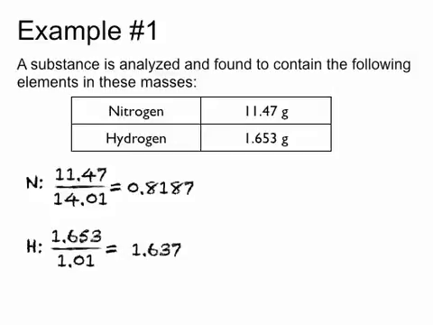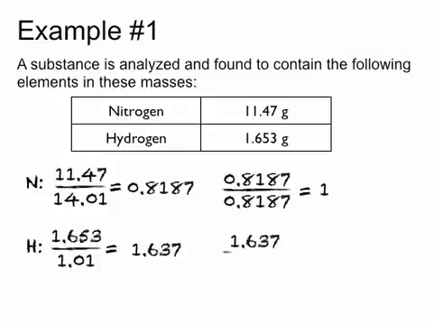Now we need to take each of these numbers and divide each by the smallest of the two. So we'll select the 0.8187. 0.8187 divided by 0.8187 is equal to 1. 1.637 divided by 0.8187 gets us 2. And so our formula ends up being NH2. 2 moles of hydrogen for every mole of nitrogen present.